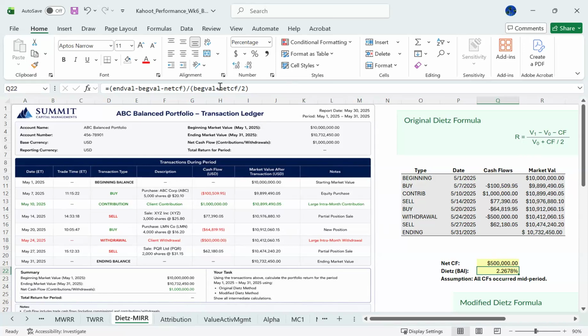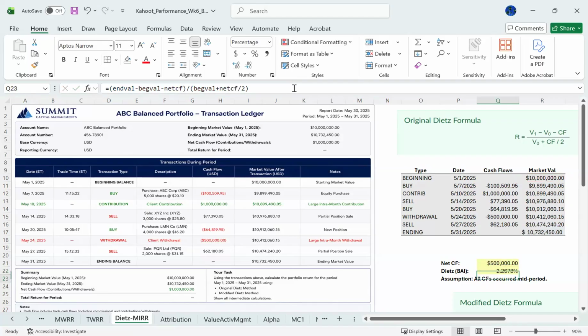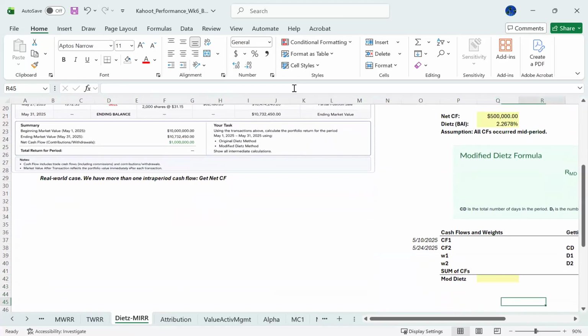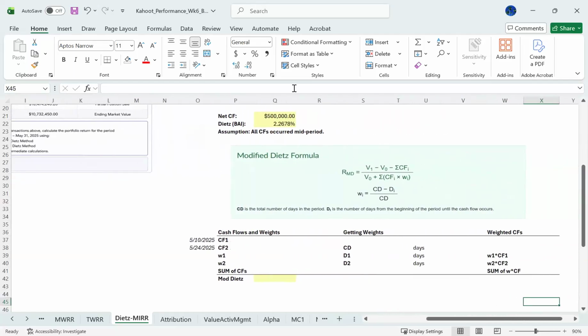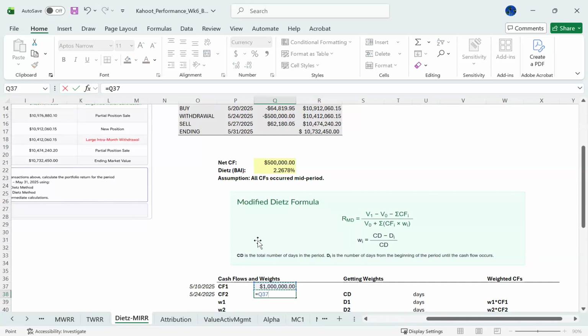Should we still even add them at all here in the denominator? So that's where the modified Dietz plays an important role and is more and more used. What we are going to do is explicitly calculate each one of the cash flows, one by one. Cash flow one is 1 million. Cash flow two is a withdrawal of 500,000.